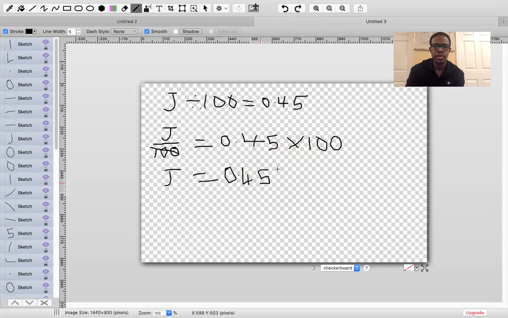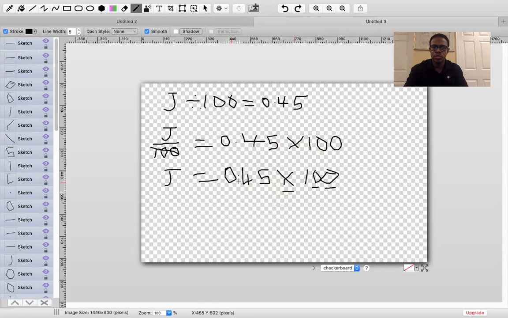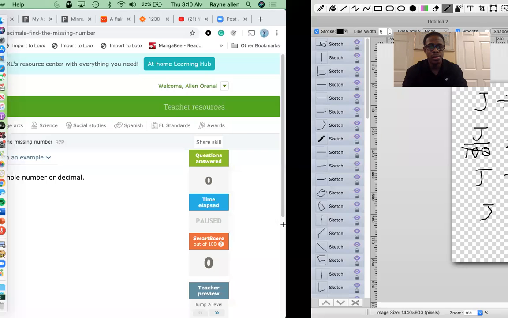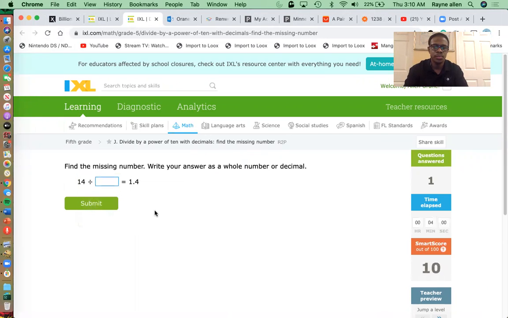0.45 multiplied by 100. So if I have 0.45 and I multiply it by 100, we know we're multiplying by a power of 10. We're multiplying by 100, so we're moving the decimal 2 times, and we're multiplying, so we're moving it to the right. So your answer is going to be 1, 2. So J is equal to 45. All right, so we can put 45 here, and voila.